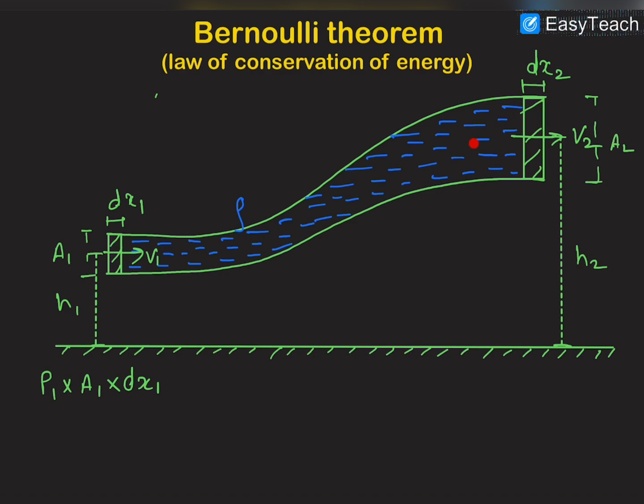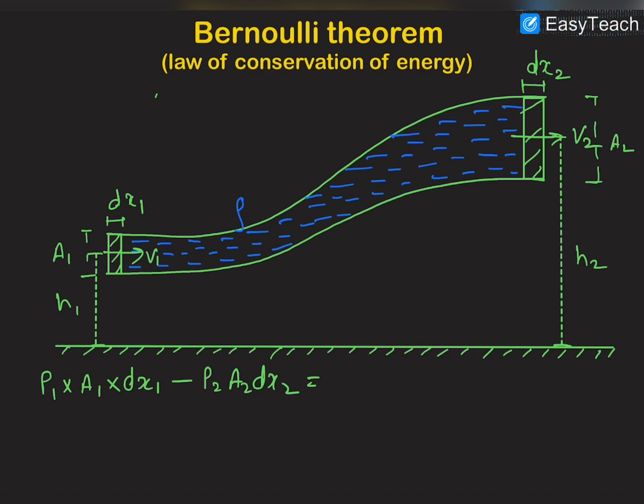Now as this liquid will move out, this liquid which is in front of this pipe here would stop this liquid from coming out, and hence the work done by this liquid on the pipe will be negative. So it would be minus P2 into A2 into dx2. This is the net work done by the external liquid on this section of pipe.